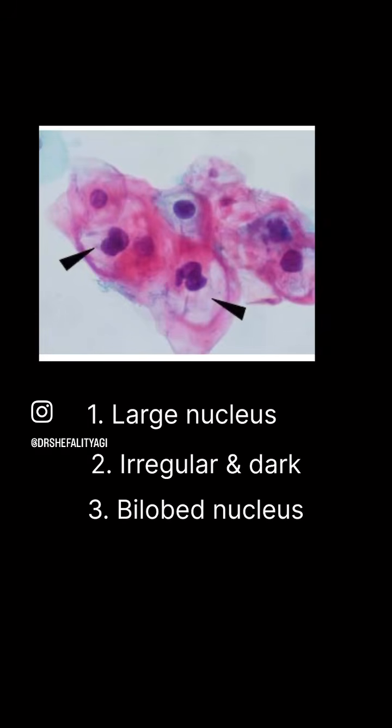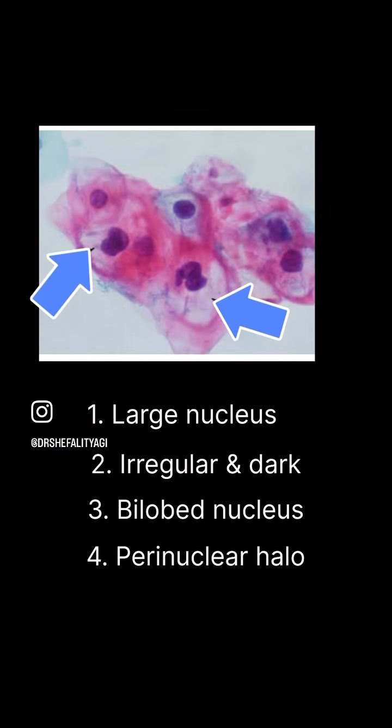Here the characteristic feature is a perinuclear halo. A very clear perinuclear halo is visible that differentiates it from herpes infection. So I hope it's easy now.